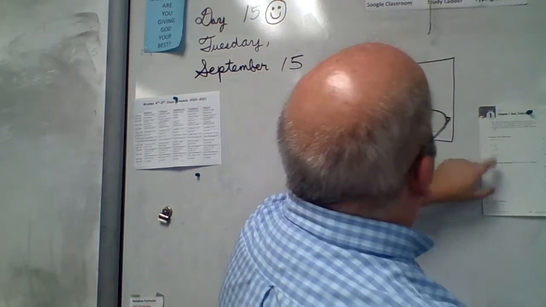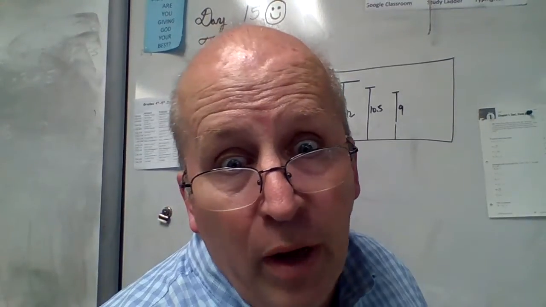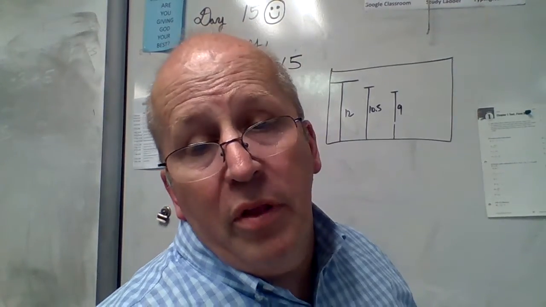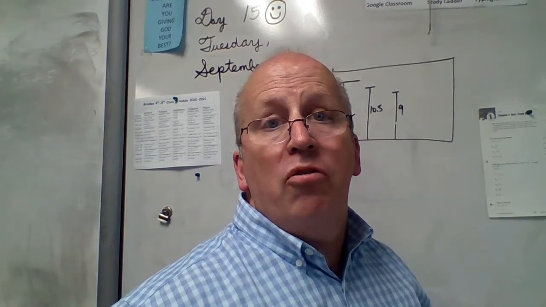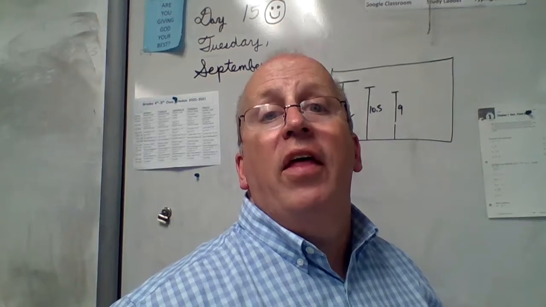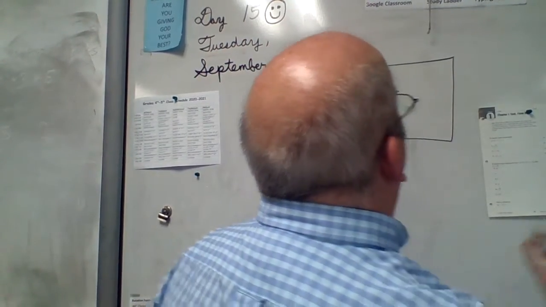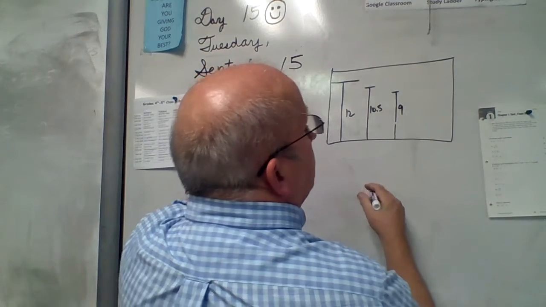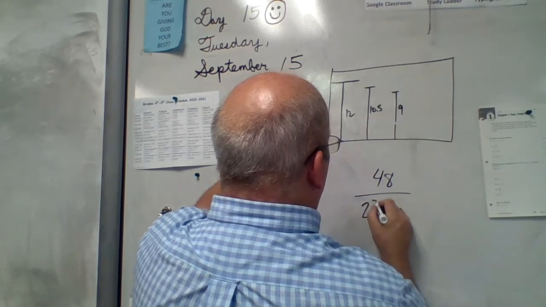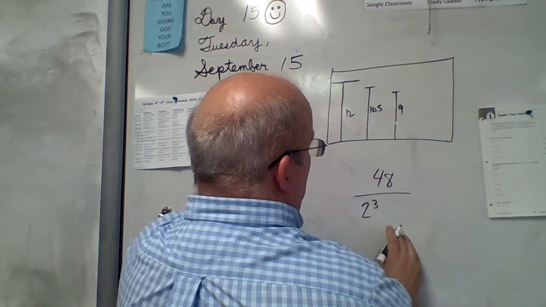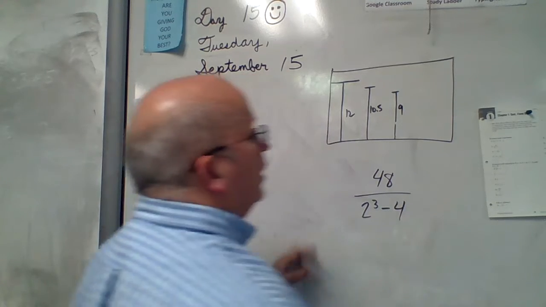Okay, how about 2 through 5? Don't you have to make sure you follow the order of operations there? Yep. Do everything in parentheses first, do the exponent stuff next, do the multiplication and division from left to right, and then the addition and subtraction from left to right. So, one example problem for that. How about 48 over the top of 2 to the third, and we're going to subtract from that 4. How would you do that?